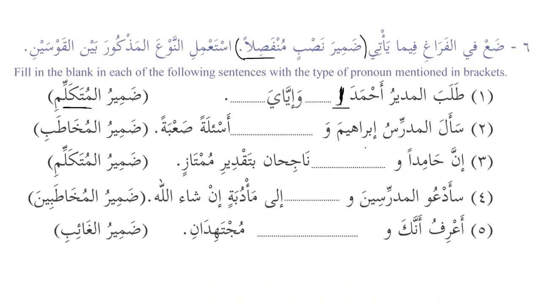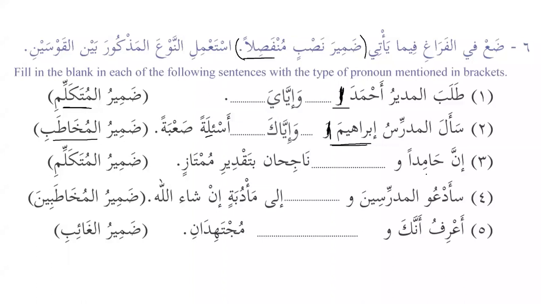Then we have سأل المدرس إبراهيم. Now we have ضمير المخاطب, the second person. So we have Ibrahim, and then with the second person is maybe Anta, because we have ضمير المخاطب. So how do we say? سأل المدرس إبراهيم وإياك أسئلة صعبة. The teacher asked you and Ibrahim difficult questions.